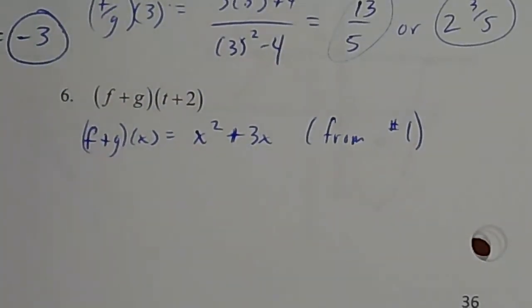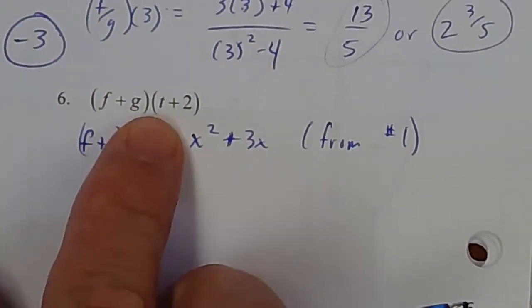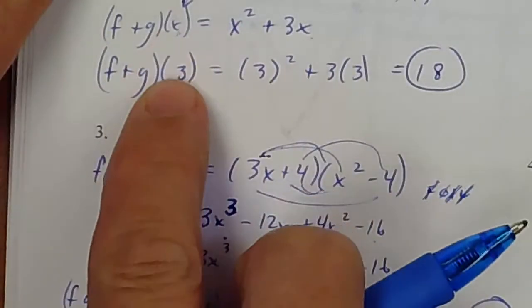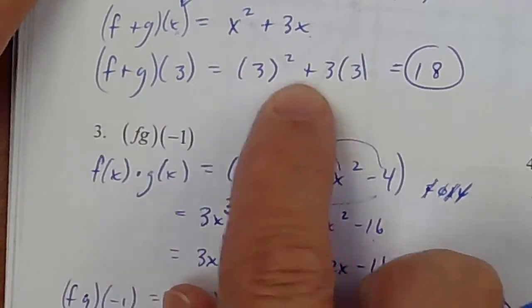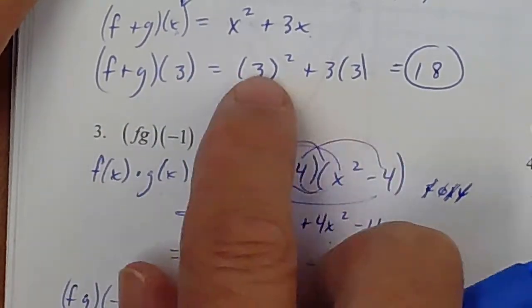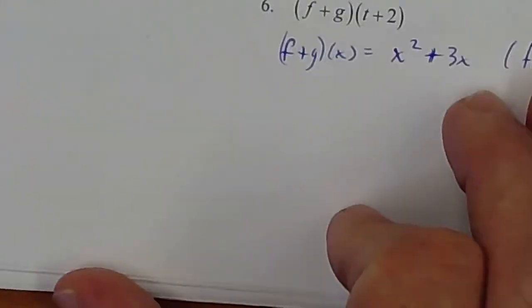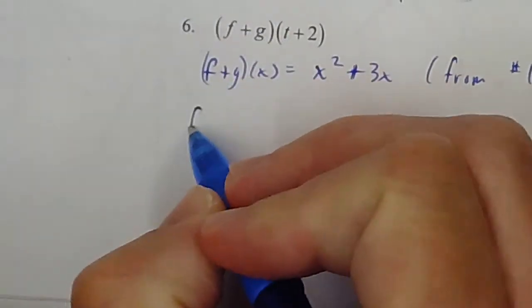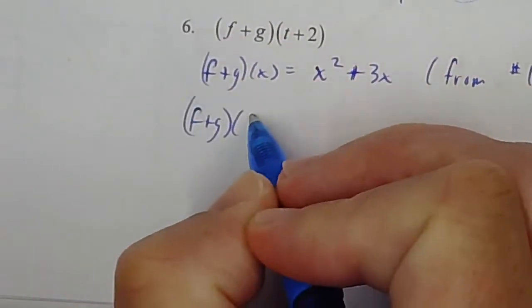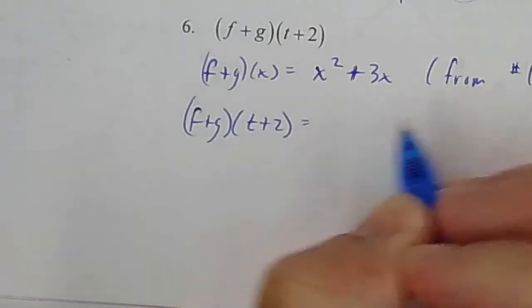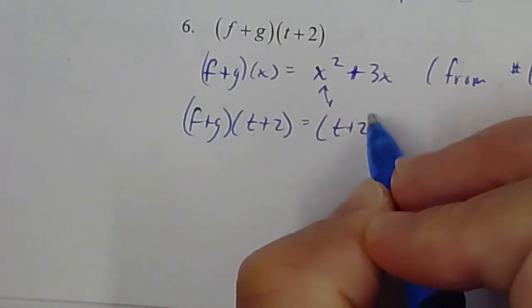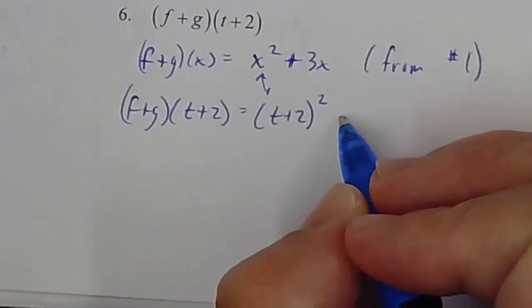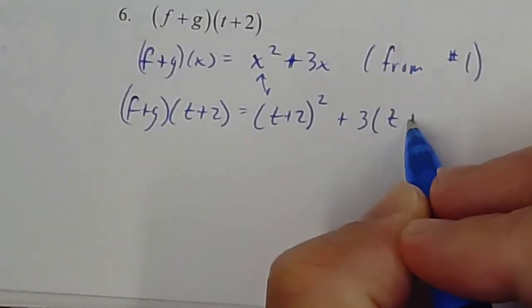Okay, the only difference here, instead of plugging in a number like number 1 did, it said to go ahead and plug in 3. Now we're going to plug in an expression instead of 3. That's all. So instead of 3 there, we're going to see t plus 2. Okay, so the sum function evaluated with t plus 2 is, right, plug it in right here, t plus 2 quantity squared plus 3 times t plus 2.